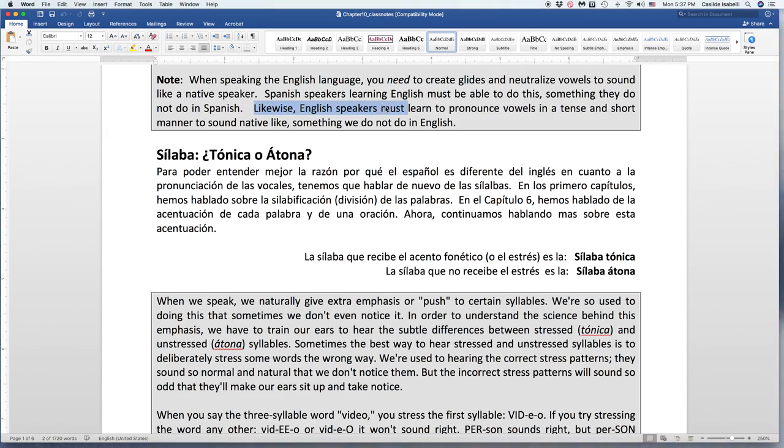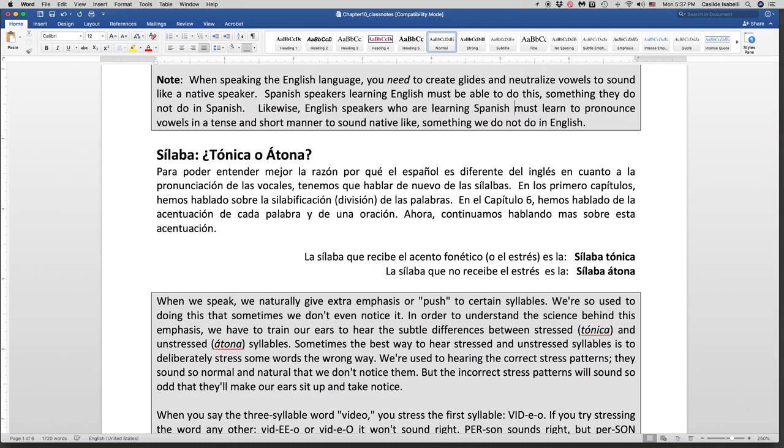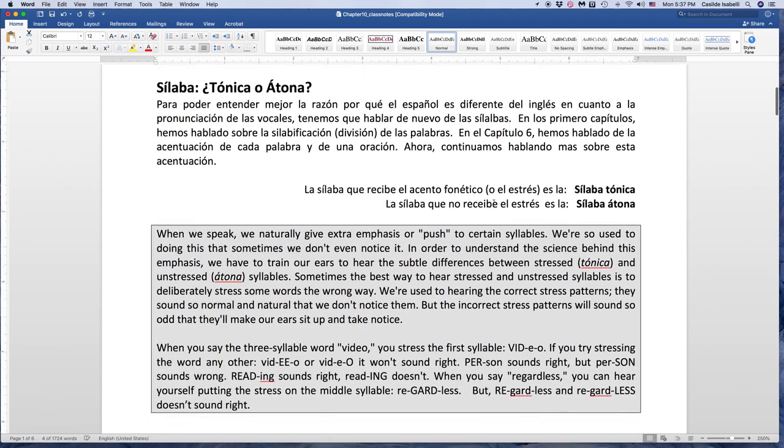Likewise, English speakers must learn to pronounce vowels in a tense and short manner to sound native-like, something we do not do in English. So I'm going to say English speakers who are learning Spanish must learn to pronounce vowels in a tense and short manner. And again, like I said, we don't do that in English.